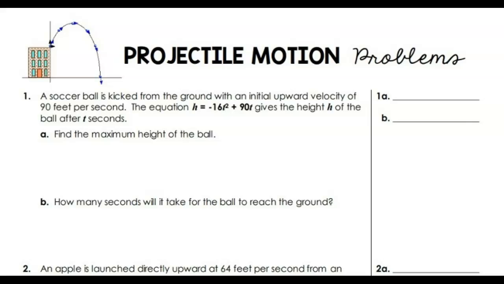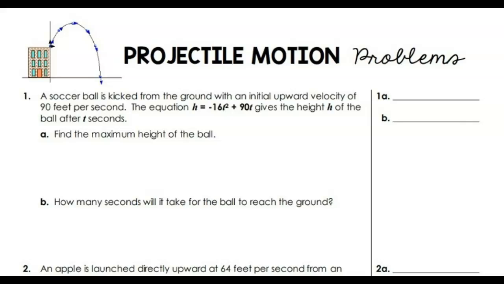So this first problem is about a soccer ball kicked from the ground with an upward velocity of 90 feet per second. The equation that is given gives the height of the ball after how many seconds that it travels. And so we're asked first to find the maximum height of the ball.